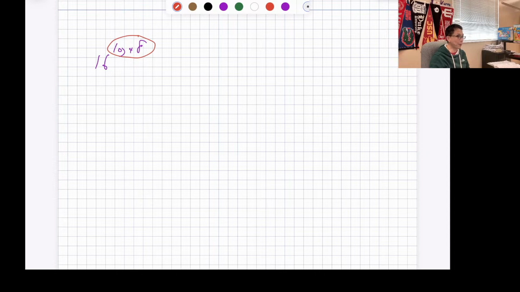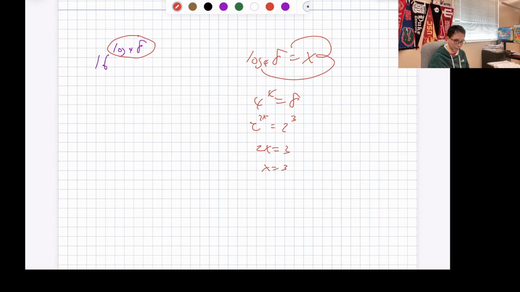So figure out this part first. Log base 4 of 8 is equal to some number I don't know. 4 to the x equal to 8. 2 to the 2x is equal to 2 to the 3. 2x equal to 3. x equal to 3 over 2. So it'll be 16 to the 3 over 2. That means square root of 16, to the third. So square root 16 is 4, and 4 to the third is equal to 64.